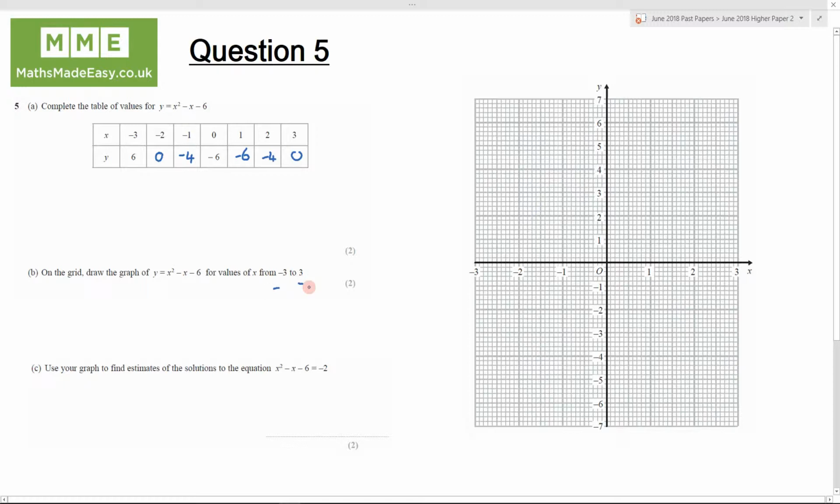On the grid, draw a graph of y equals x squared minus x minus 6 for the values of minus 3 to 3. So all we have to do is plot these values. So when x is minus 3, y is 6.